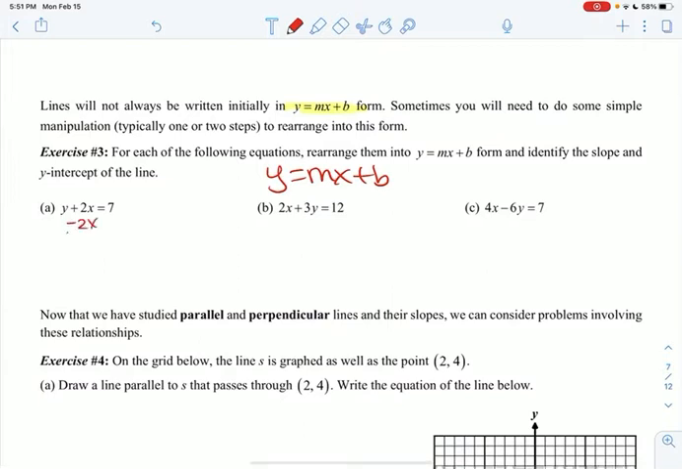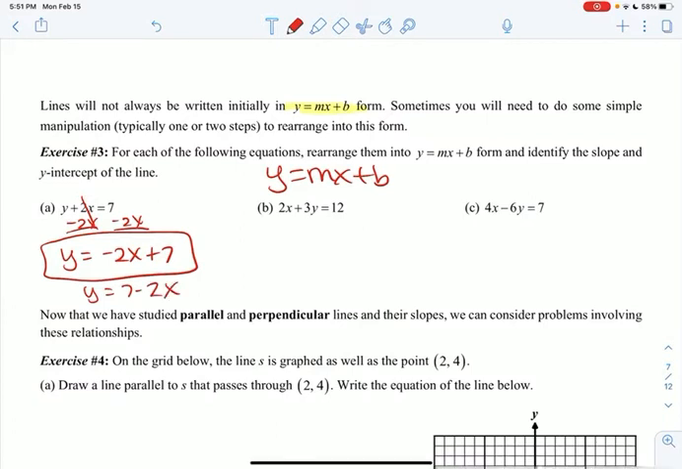So for A, I'm just going to have to subtract 2x. Whatever you do to one side, you do to the other side. So it's y equals negative 2x plus 7. Now, could I write it as y equals 7 minus 2x? Absolutely, but I'd like you to write the mx first and then the b, just because it's a good habit, and then you won't mix up the slope and the y-intercept.